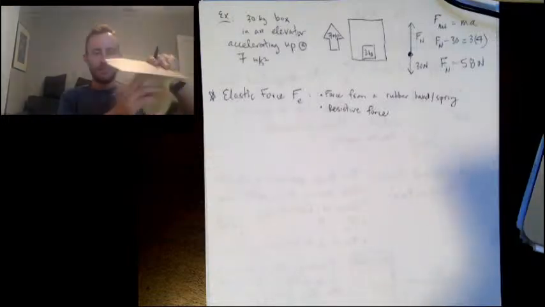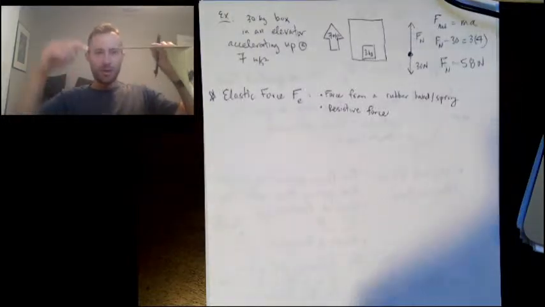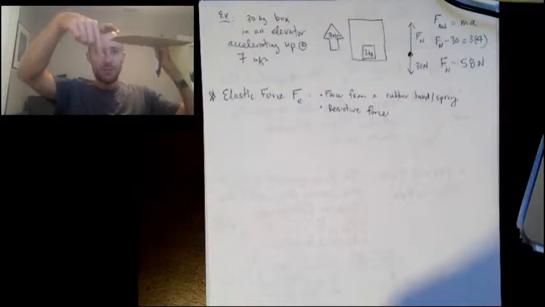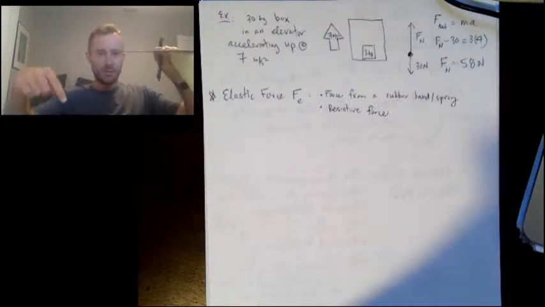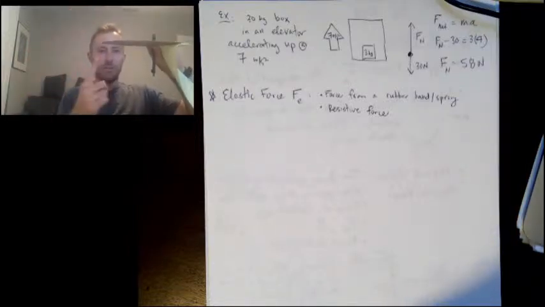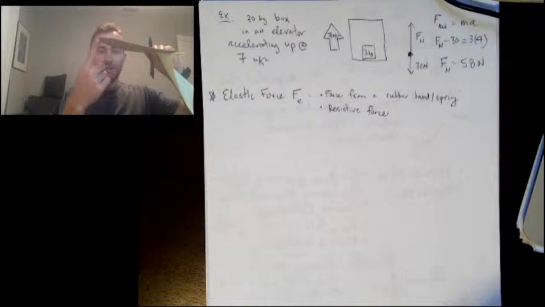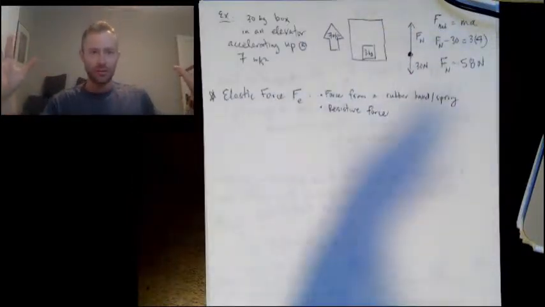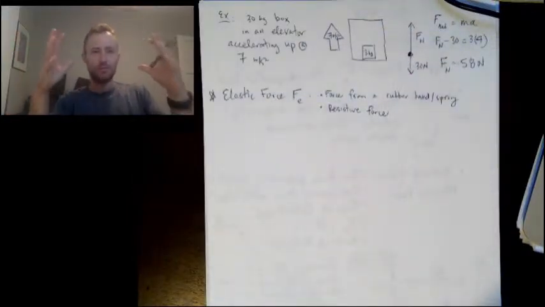If I take this piece of cardboard and try to flex it down, it fights me. The elastic force is upward because it wants to pop back up and be straight again. So the elastic force is resistive. If I push upward, the elastic force is trying to make the cardboard flex back down. Basically, the elastic force tries to get things back to a certain position.